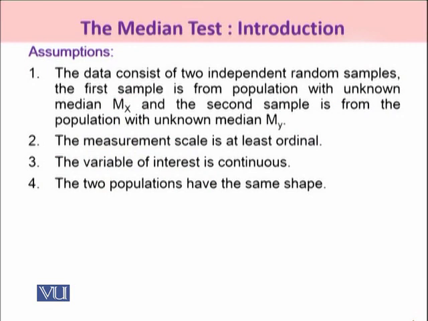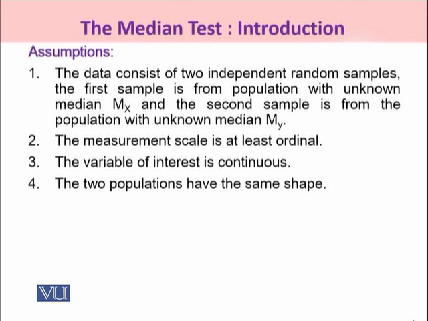So students, before understanding how the median test would work when the population medians are unknown to us, the first thing we need to look at is the assumptions. So we would have to see what type of assumptions are required to follow the median test. The first assumption is that the data consist of two independent random samples. That means the first random sample is to be drawn from the first population and the second random sample is to be drawn from the second population.